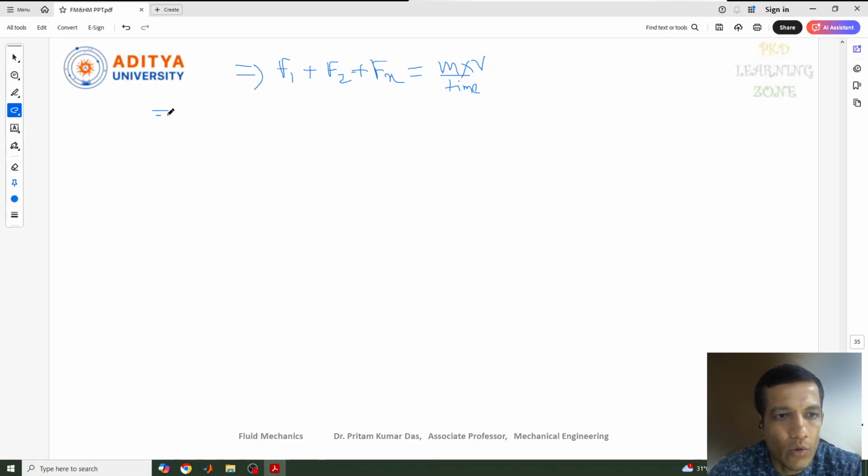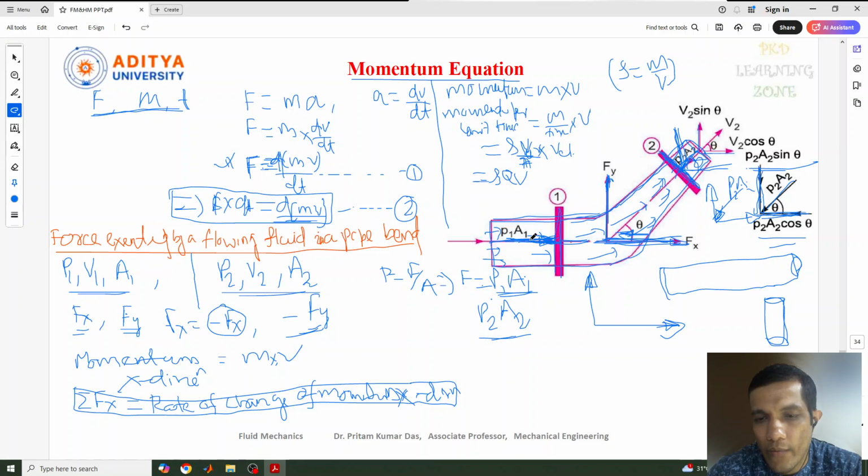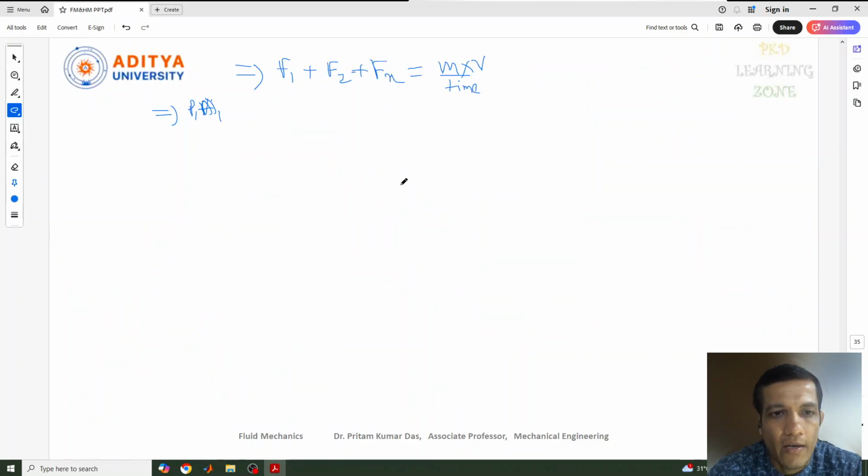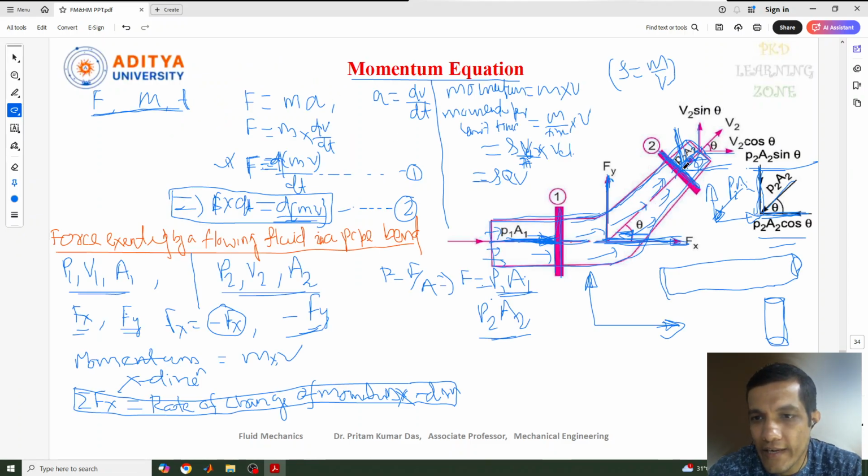So here F1 equal to, as we have seen, we can write P1 A1. We can see here, this is P1 A1, the pressure force at section 1. Okay, similarly F2. If you see the F2, that means here, the pressure force which is acting at this point. So it is acting here, but it is acting with inclination. So that one we cannot consider directly. So what we need to do, because we are considering only the x direction, this makes an angle of theta.